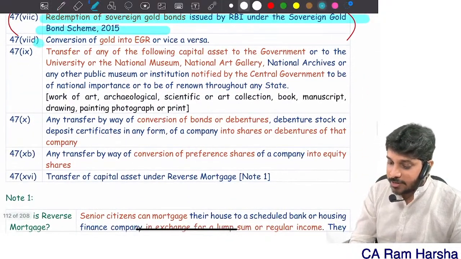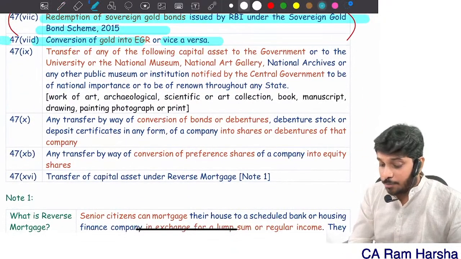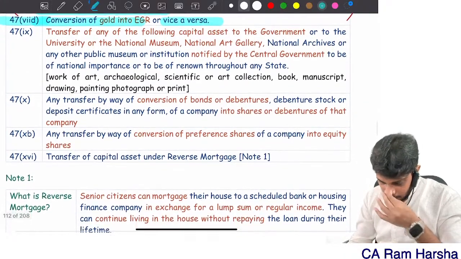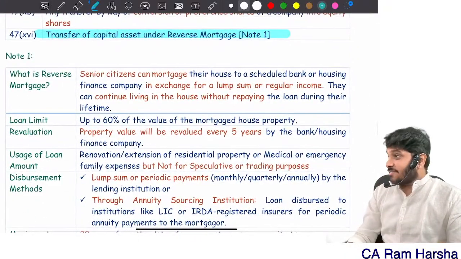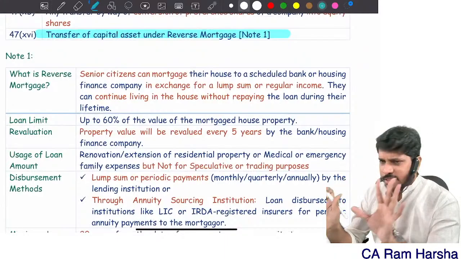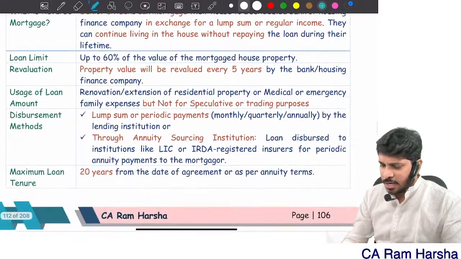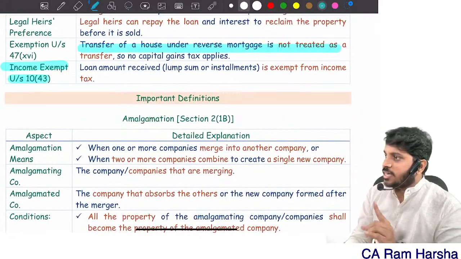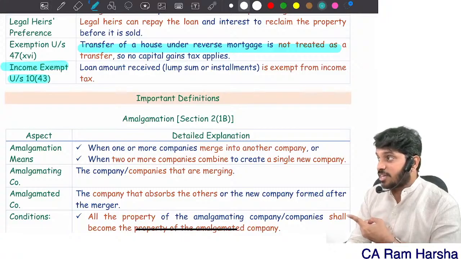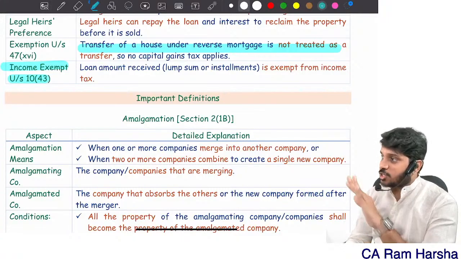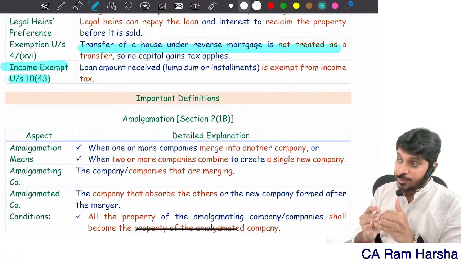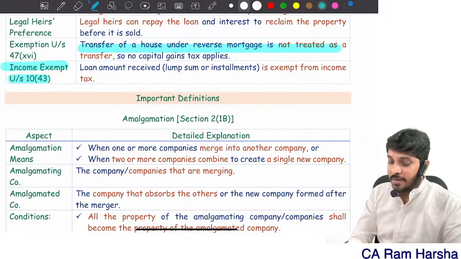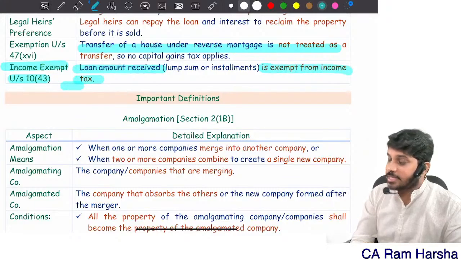And remember, conversion of gold into EGR and vice versa, both are treated as exempted transfers. Yes or no? Next, transfer of capital asset under reverse mortgage. What is a reverse mortgage? I think I'm not explaining it. Getting it? Here is one important point. If you are transferring a house under reverse mortgage to a financer, a housing finance company or bank, the transfer is exempted. Further, when you transfer a house under reverse mortgage, you get a monthly sum or a lump sum amount. That entire loan amount received is also exempt from tax.